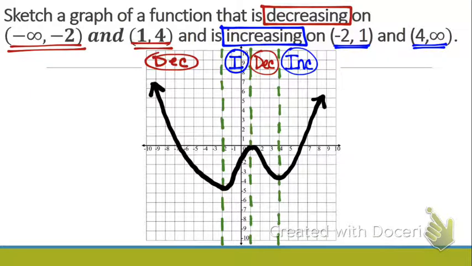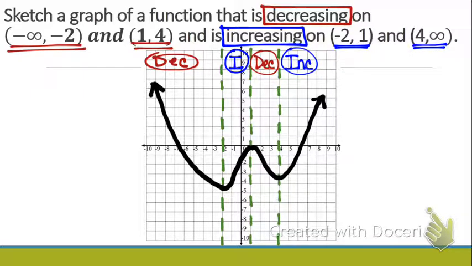Yours might change a whole lot more than mine did. Yours might come way down and way up, and then way down and way up again. Yours might come down just a little bit, and then go up just a little bit, and then down a little bit, and then up again. As long as when you put your pencil down on the left side, it goes down until you hit the first dividing line, and then it goes up, and then it goes down, and then it ends going up.